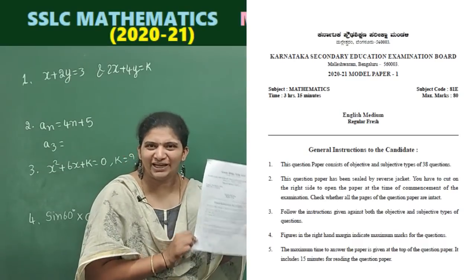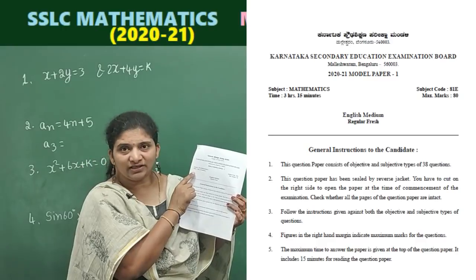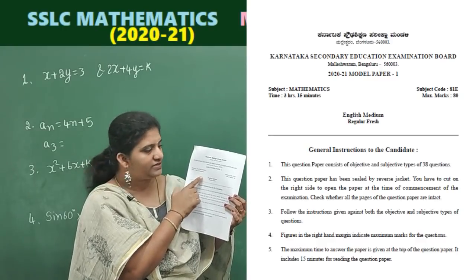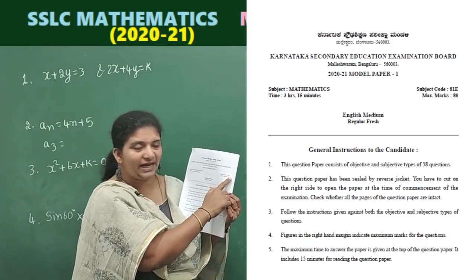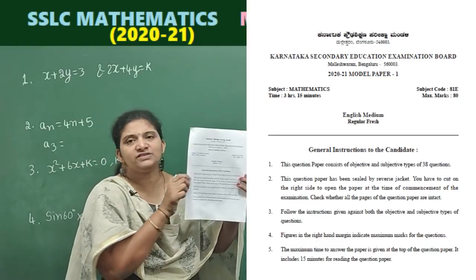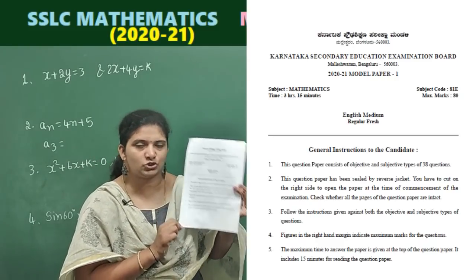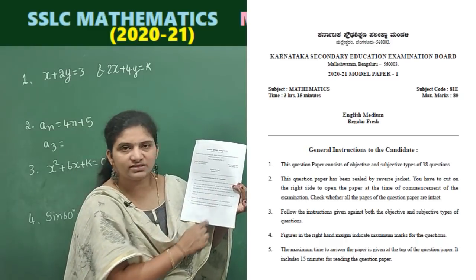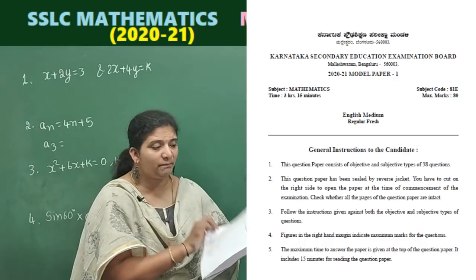So this is your 80 marks question paper, model paper 1, and you will have a time of 3 hours 15 minutes. Subject mathematics, subject code 81E, maximum marks 80. On this first page, there are some instructions given for the students. You can read these instructions carefully, and then let me move to the second page.